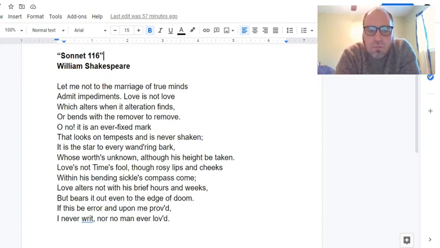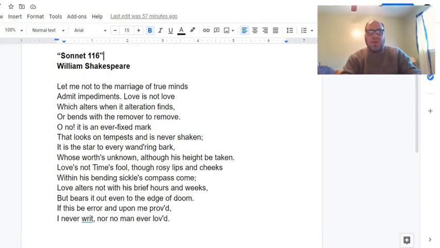Let me not to the marriage of true minds admit impediments. Love is not love which alters when alteration finds, or bends with the remover to remove. Oh no, it is an ever fixed mark that looks on tempests and is never shaken. It is a star to every wandering bark whose worth's unknown, although his height be taken. Love's not time's fool. Though rosy lips and cheeks within his bending sickle's compass come, love alters not with his brief hours and weeks, but bears it out even to the edge of doom. If this be error, and upon me proved, I never writ, nor no man ever loved.